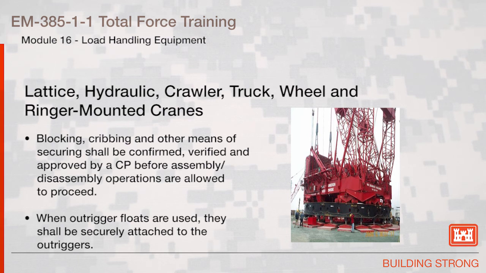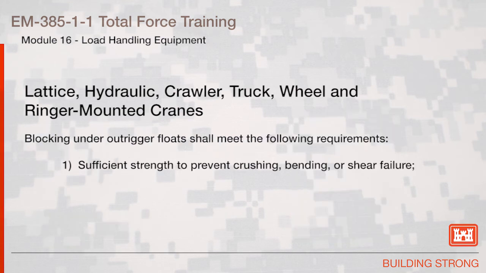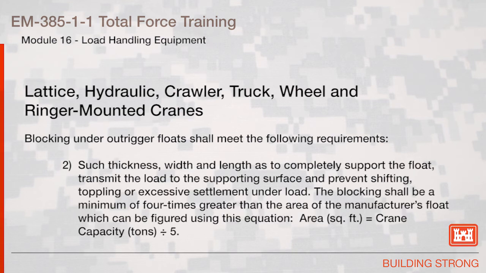For lattice, hydraulic, crawler, truck, wheel, and rigger-mounted cranes, blocking, cribbing, and other means of securing shall be confirmed, verified, and approved by a competent person before assembly and disassembly operations are allowed to proceed. When outrigger floats are used, they shall be securely attached to the outriggers. Blocking under outrigger floats shall meet the following requirements: shall be of sufficient strength to prevent crushing, bending, or shear failure, such thickness, width, and length as to completely support the float, transmit the load to the supporting surface, and prevent shifting, toppling, or excessive settlement under load.